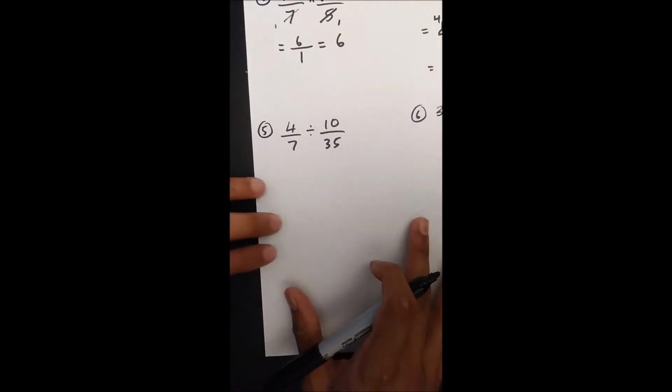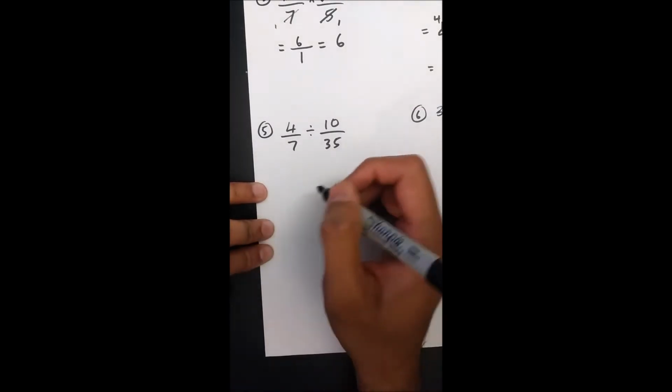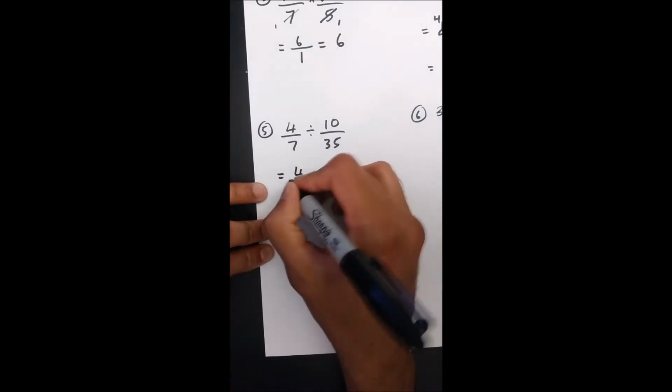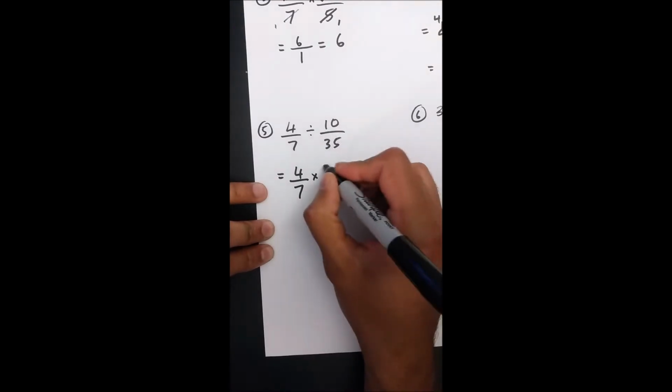Similar concept when dividing two fractions. So if I divide these two, the first thing you do whenever you're dividing two fractions is you always convert the divide to a multiply sign, and you flip the second fraction.